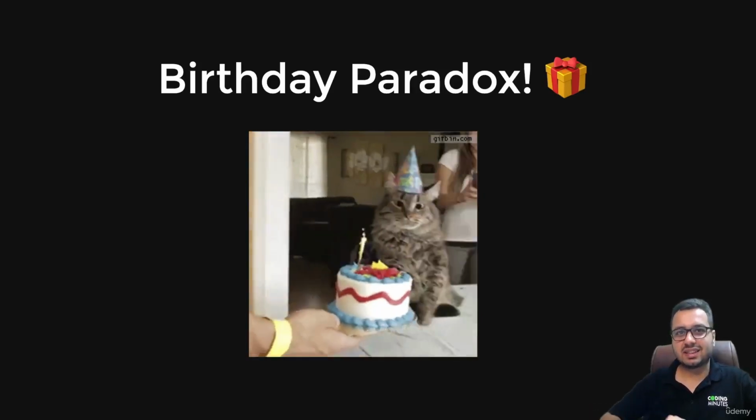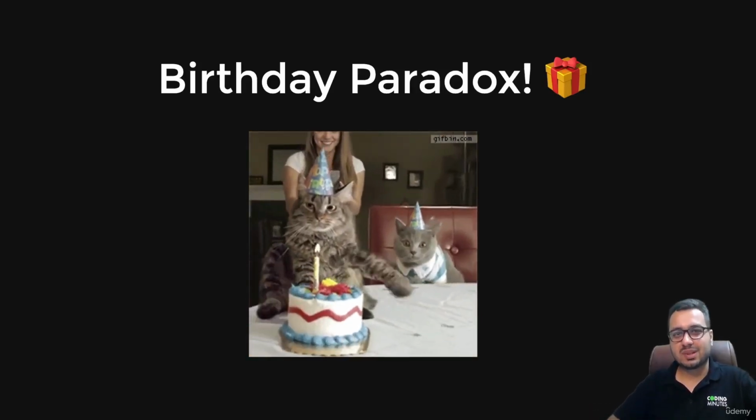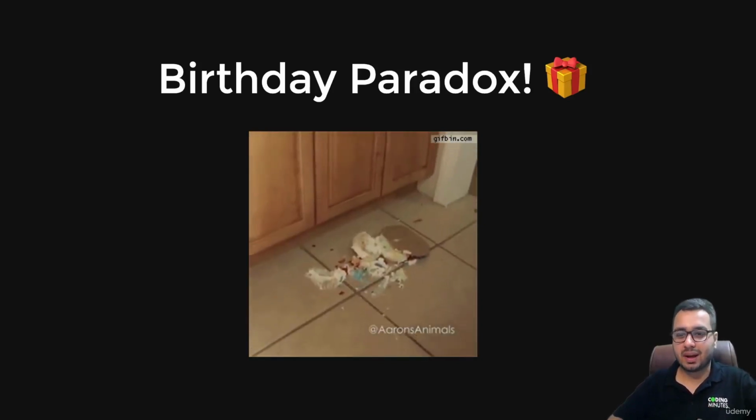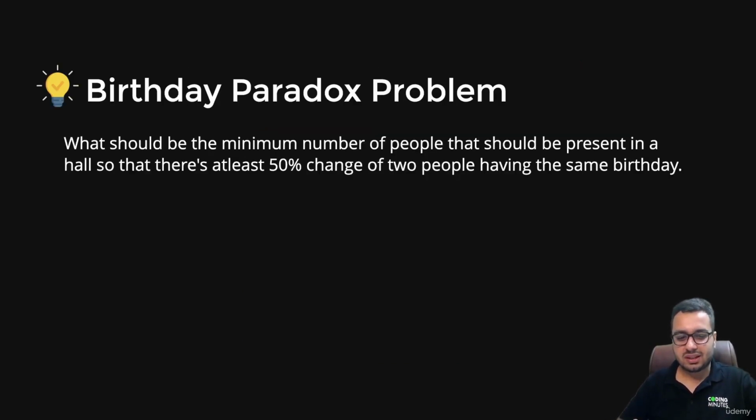Hi everyone, in this lecture we are going to solve a very interesting puzzle which is known as the birthday paradox problem. So let us go through the question. What should be the minimum number of people present in a hall so that there is at least a 50% chance of two people having the same birthday? This is what we need to figure out.